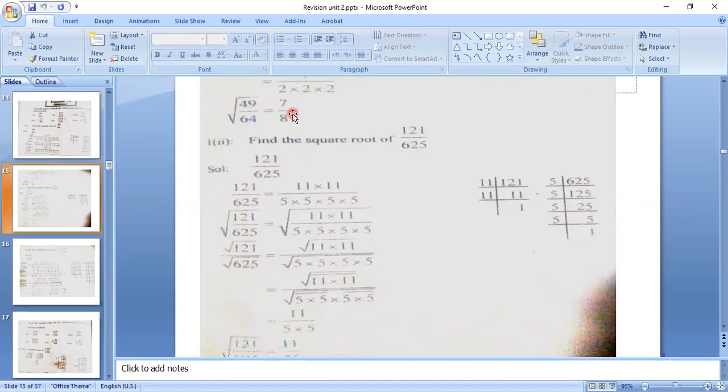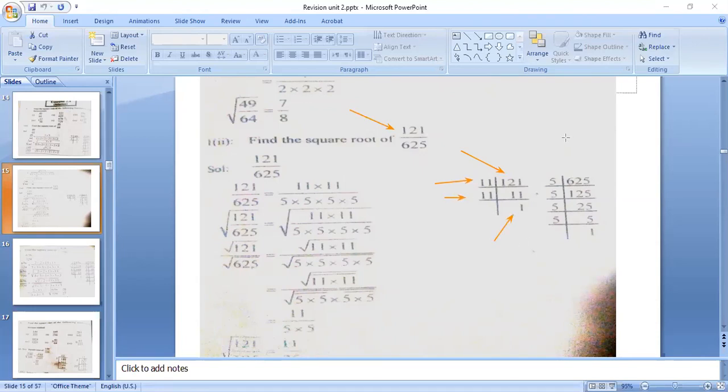Then there is the second part. Here we have the second part. Find the square root of 121 over 625. So this is again a fraction. So what will we do? We will first find the prime factors of 121. It is 11 times 11.